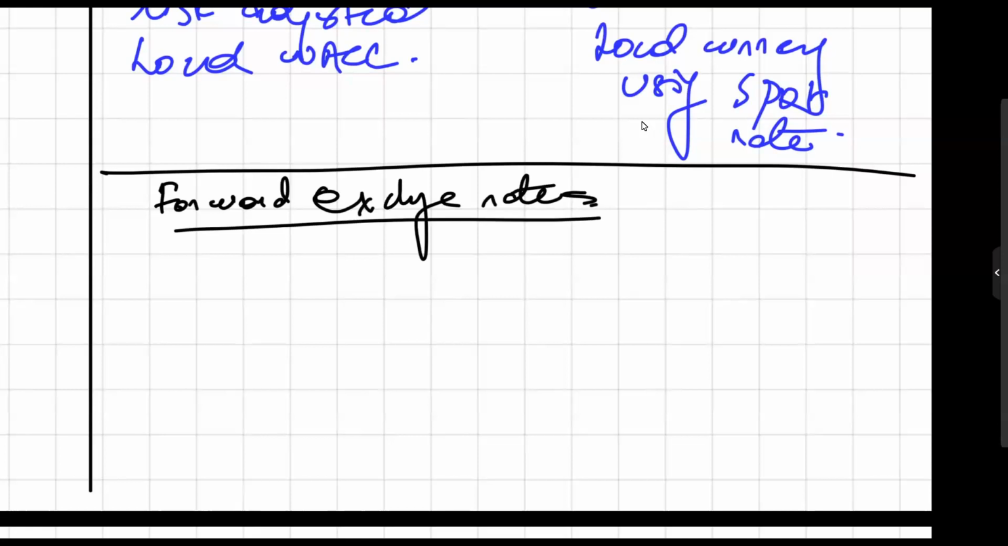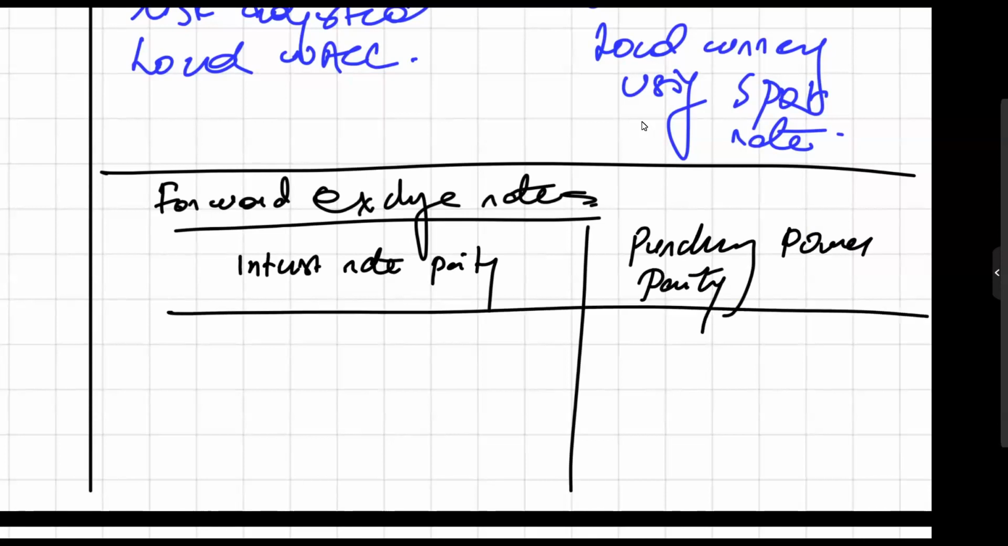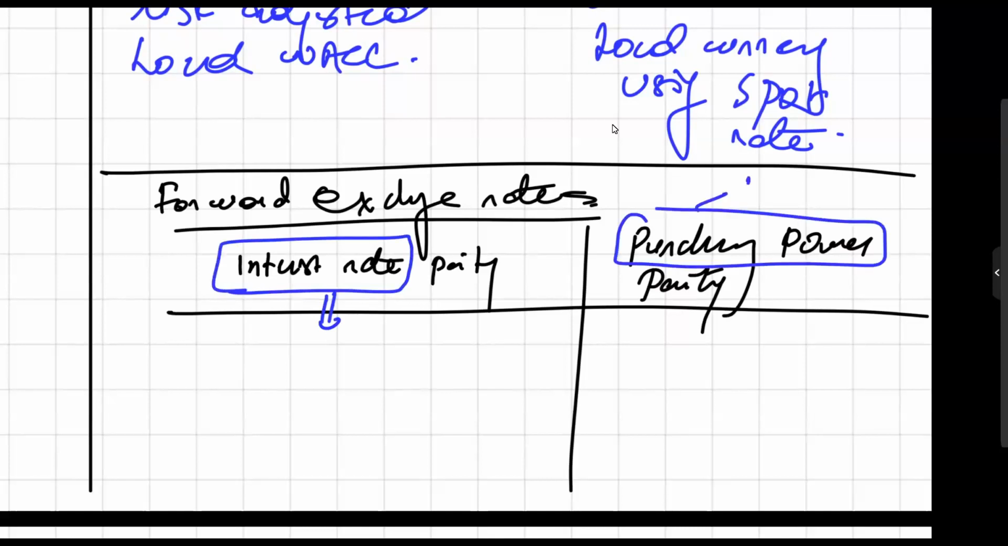When I talk about the forward exchange rate, it could be calculated using interest rate parity or using purchasing power parity. What's the difference between interest rate parity and purchasing power parity? Don't worry, you'll get it again. The major difference is that with interest rate parity, as the name suggests, we mainly rely on interest rates. With purchasing power parity, it's the inflation that we usually rely upon. So depending upon what the examiner has given you, you would calculate accordingly.